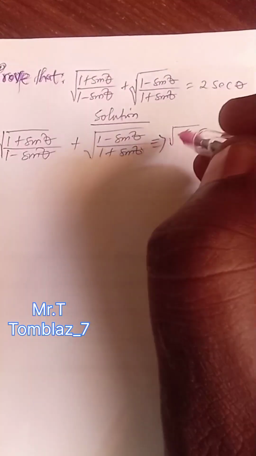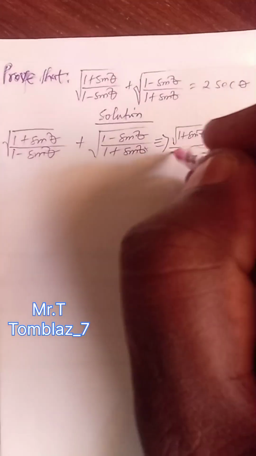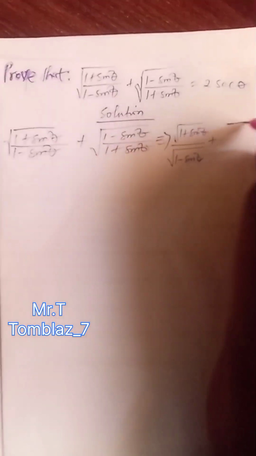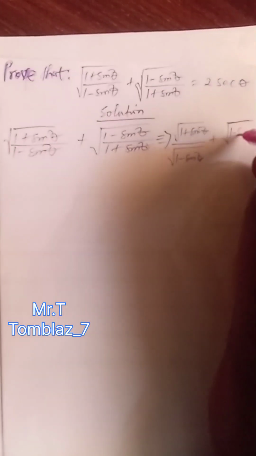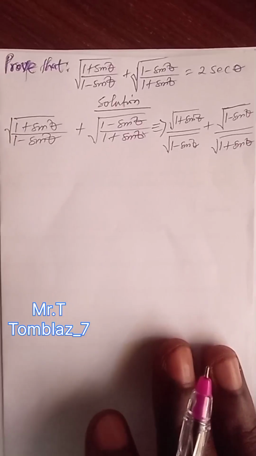Now this can be broken, right? I can break the square root, let everybody be on its own. All over the square root of (1 minus sine theta), then plus the square root of (1 minus sine theta) all over the square root of (1 plus sine theta). Let's see them as entities, right? That stands on their own.